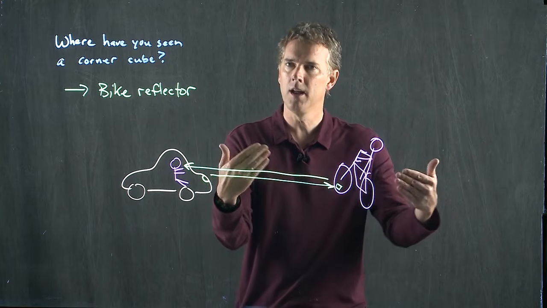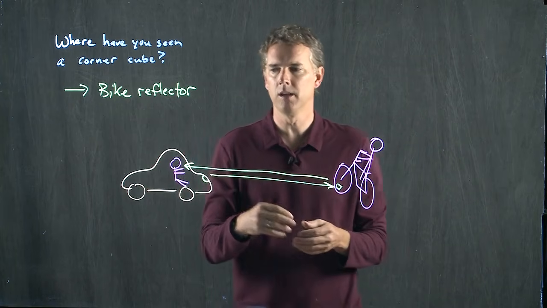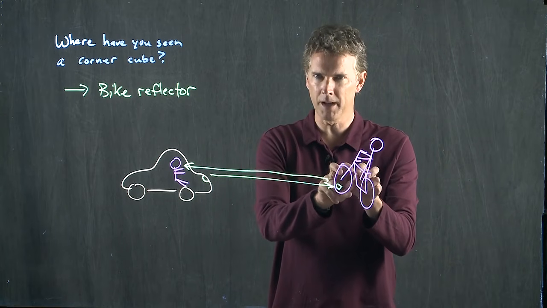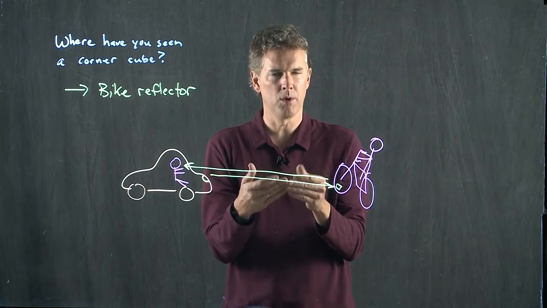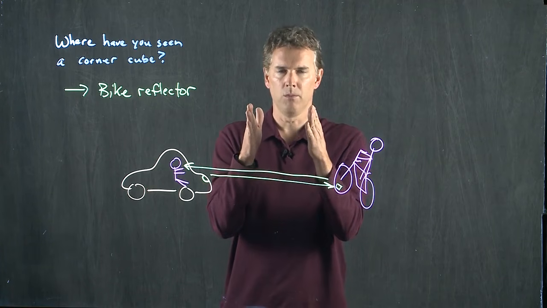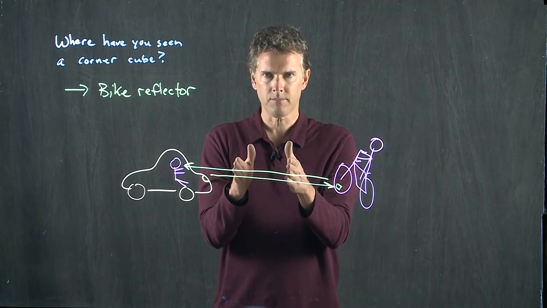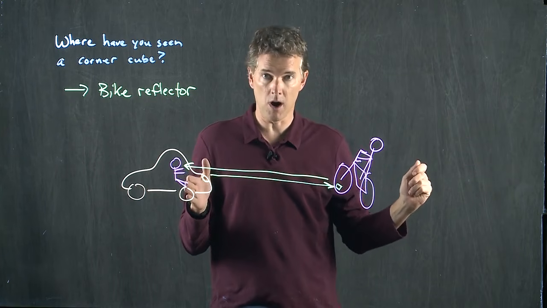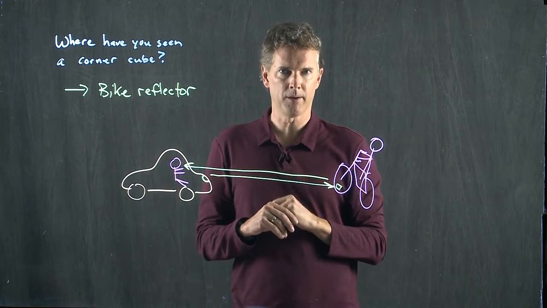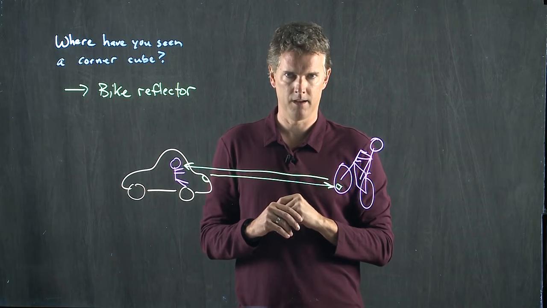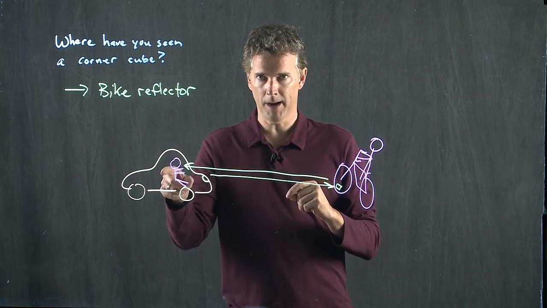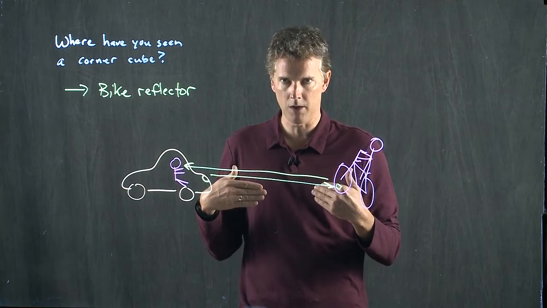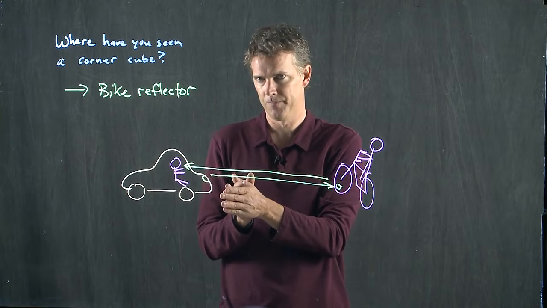Take those headlights, send it back to the person driving the car, they can then see that it belongs to a bicycle. So it's kind of weird when you think about it: you're in your car, and if somebody in the car next to you has their headlights off, they can't see the bike reflector. Only you can see the bike reflector because those headlights are coming straight back to you. They're not going to other people, they're coming straight back to you.